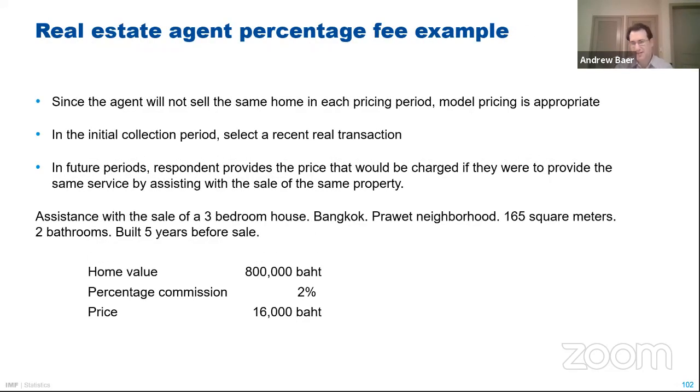Now again, since that agent is not going to sell that same home each month or each quarter, we're going to have to use a model price.